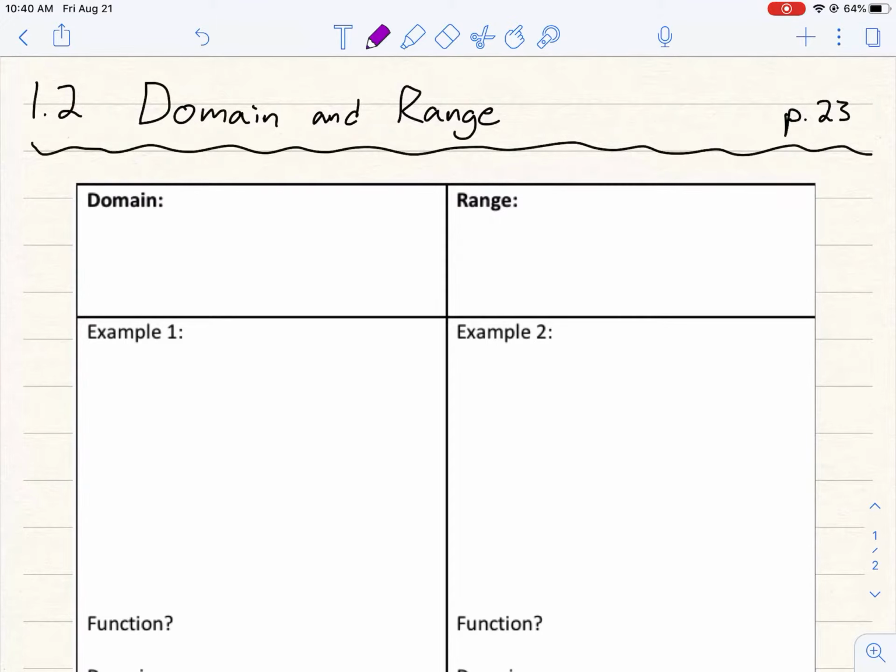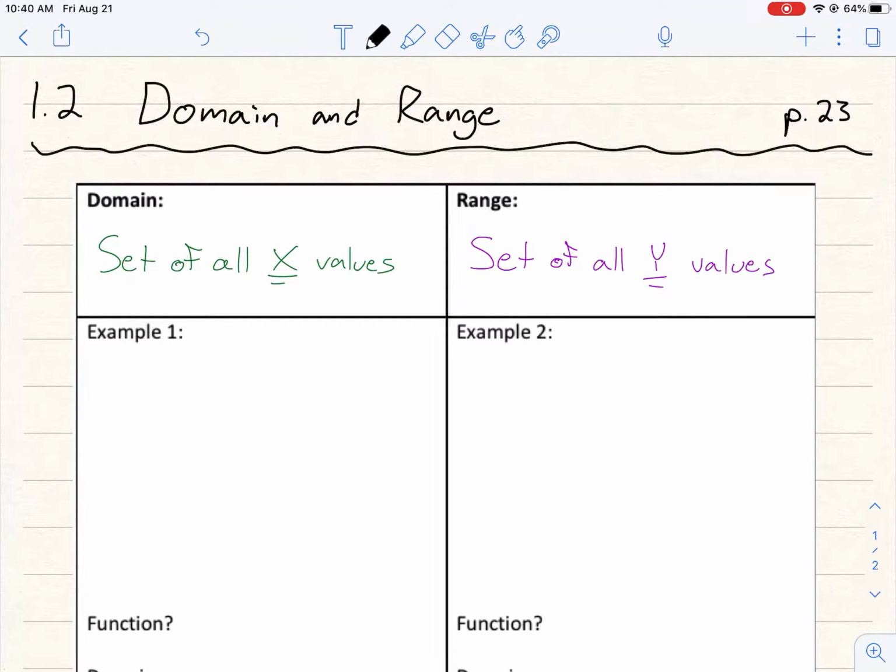And let's define what domain and what range is. So domain is the set of all x values, and then our range is a set of all y values. So domain is your x's, range is your y's.